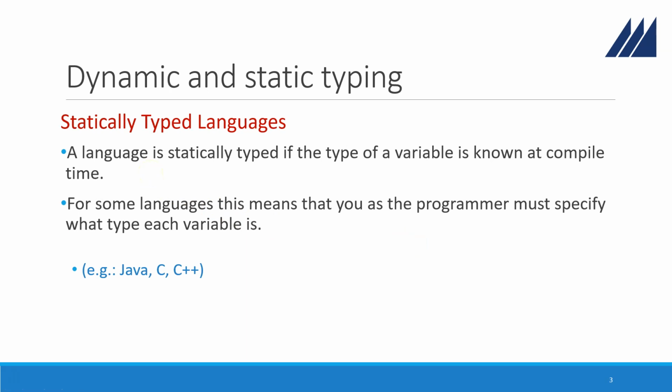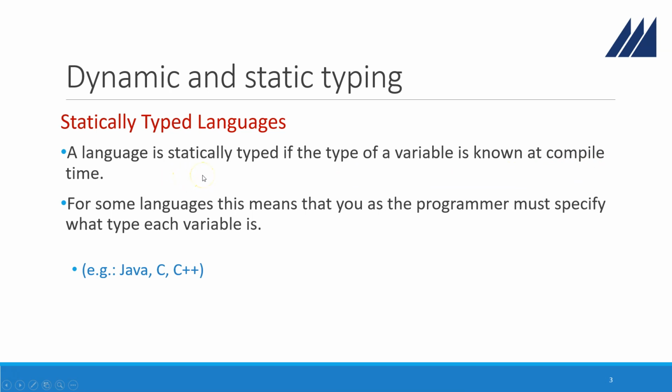Let's talk right now about dynamic and static typing, but let's start with the statically typed languages. There are some languages such as Java, C, and C++. We call them statically typed languages. Why do we call them statically typed languages? Because in these types of languages, the type of the variable is known at compile time. So I need to know exactly what the variable type is.